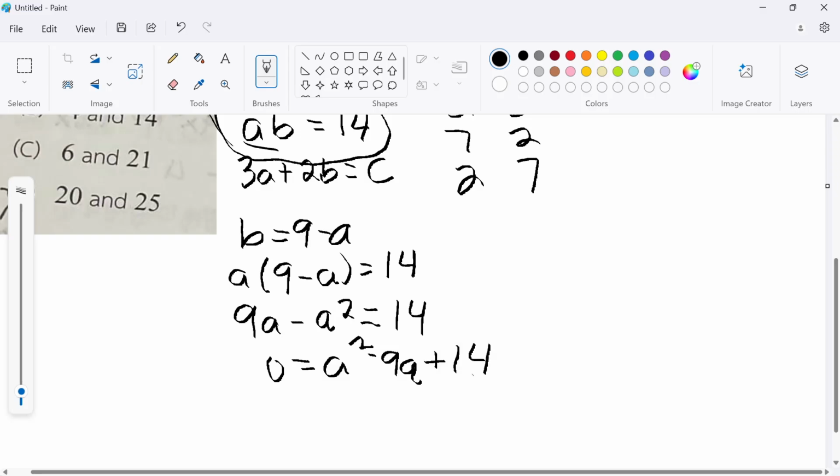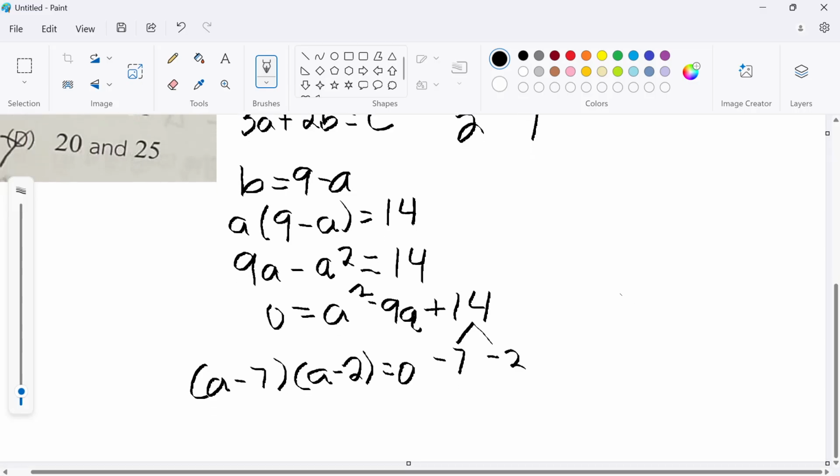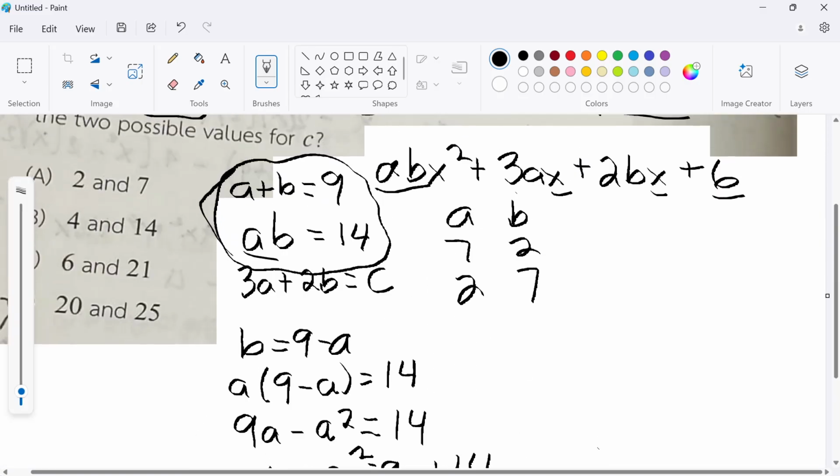I want two numbers that multiply to 14 and add to minus 9. It's minus 7 and minus 2. So it's (a minus 7)(a minus 2) equals 0. If I solve those two, a minus 7 equals 0, a equals 7. A minus 2 equals 0, a equals 2. So a is 7 or a is 2. If a is 7, a times b has to equal 14, so 7 times 2 is 14. If a is 2, it has to multiply by b to be 14, 2 times 7 equals 14.